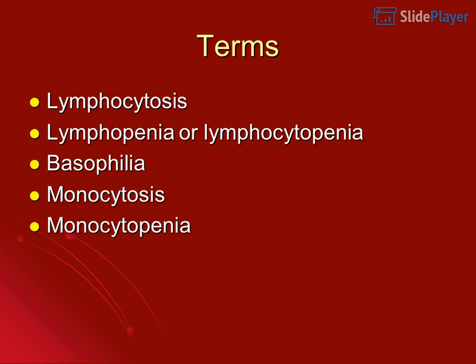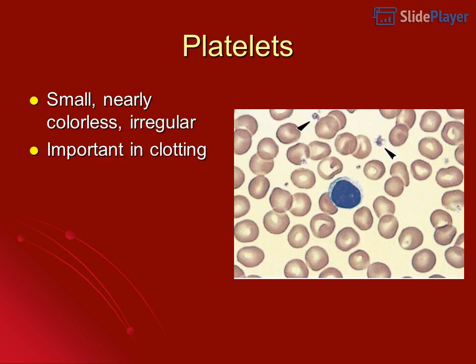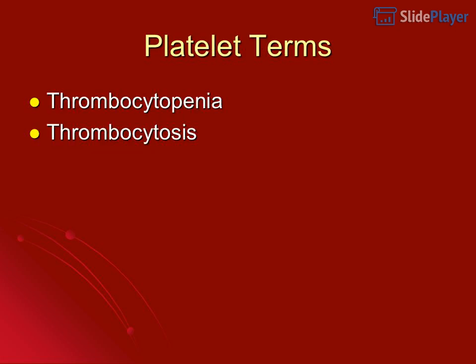Terms: lymphocytosis, lymphopenia or lymphocytopenia, basophilia, monocytosis, monocytopenia. Platelets: small, nearly colorless, irregular. Important in clotting. Platelet terms: thrombocytopenia, thrombocytosis.